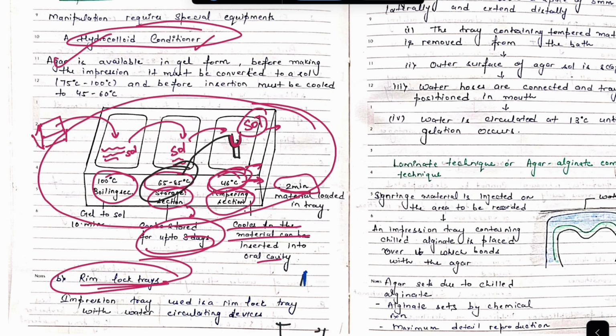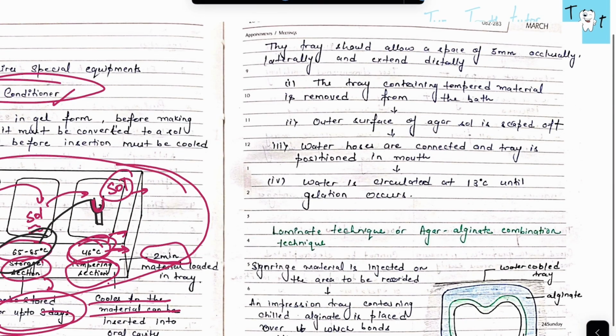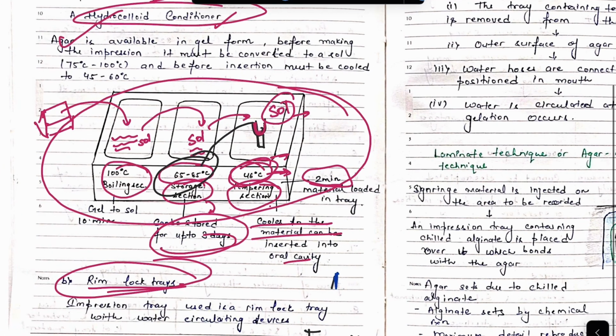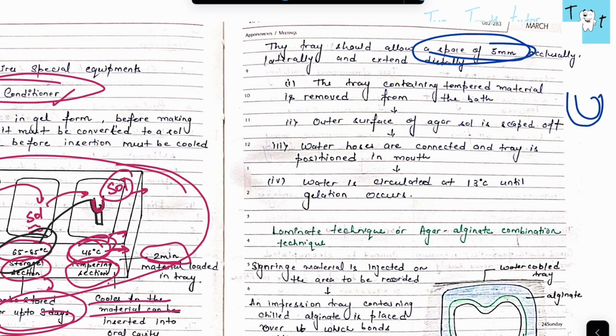So obviously it is expensive. This is why agar is not used so much, because it has all the good properties, but it is so difficult and expensive to use. So we have this tray where we have a space of 3 mm. So this is a tray, right? We want a space of 3 mm occlusally and laterally, right?